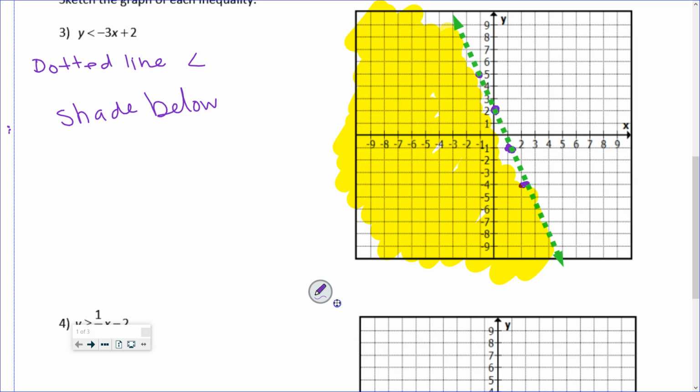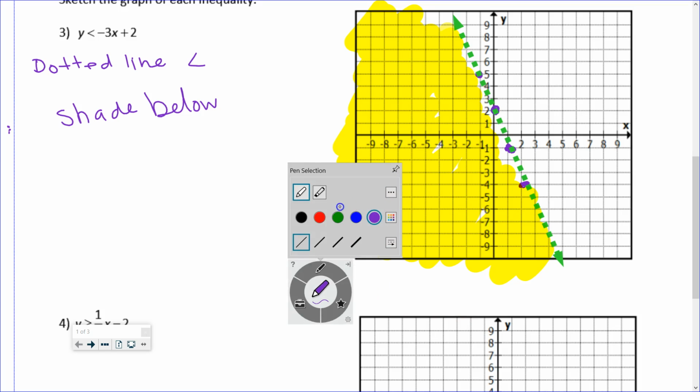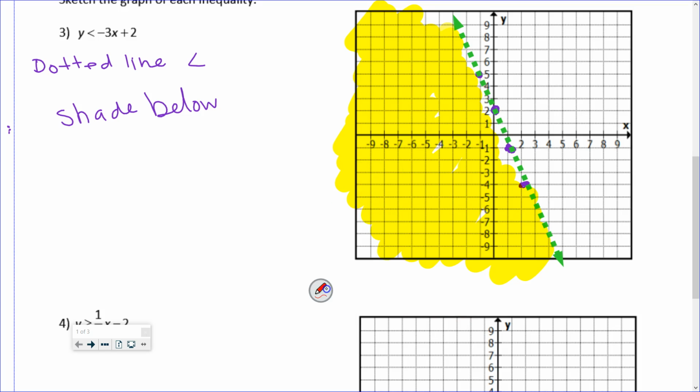Okay, we good? Okay, now I'm going to ask you a question. Is the point 5, 2 going to be a solution to this inequality? 5, 2, that is what? That is about right here. Is that a solution? It is not a solution. Why is it not a solution? It is not in the shaded area.